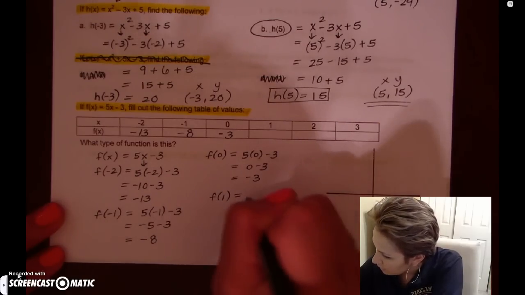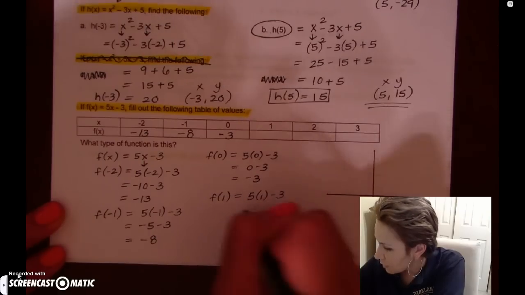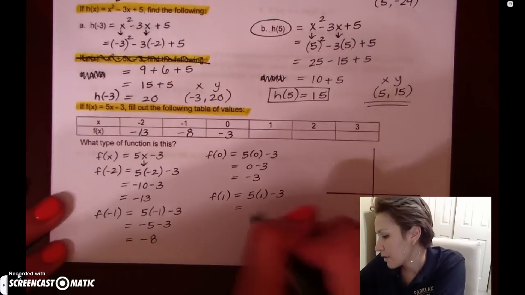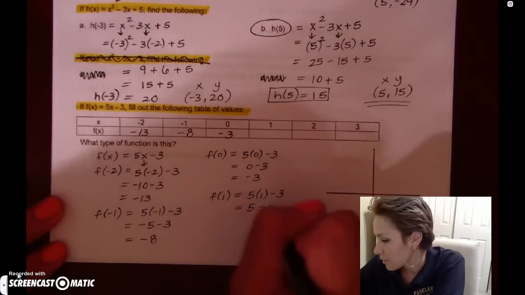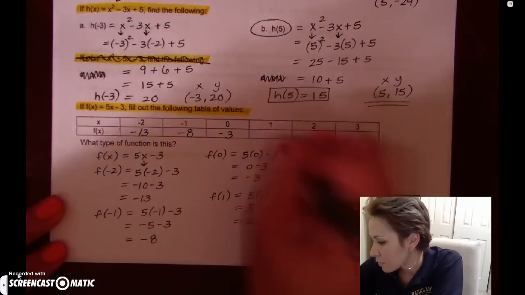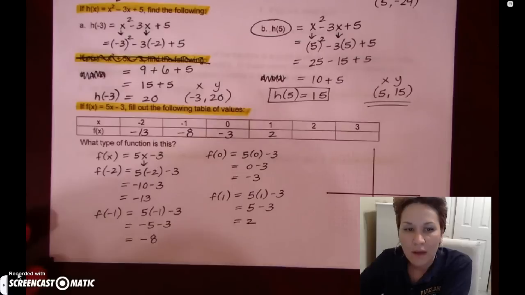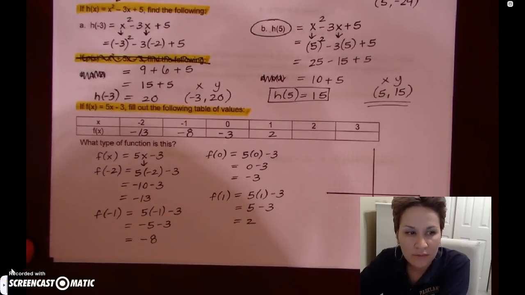Okay, we're getting to the other side. We're getting to the positive numbers. We're going to plug in positive 1 wherever you see an x. So we have 5 minus 3 gives you 2. I want you to complete the rest of the table and plot the points.